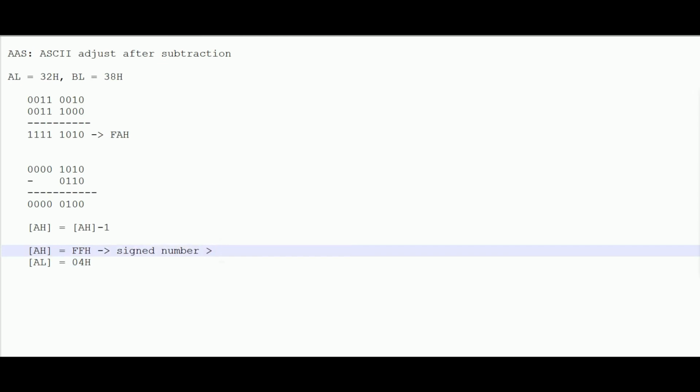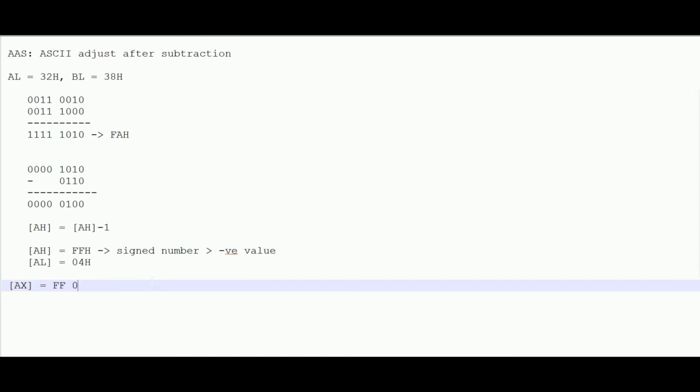Okay, so it is basically representing a negative value. If we write the content of AX in total, it is FF04H, which means minus 4. So if you see here, 32 minus 38, that is you are subtracting 2 minus 8, because the decimal equivalent of 32 is 2 and the decimal equivalent of 38 is 8. So 2 minus 8 should yield minus 6, but here we are getting minus 4. So why is there a mismatch?